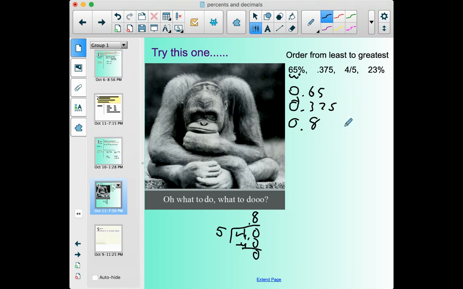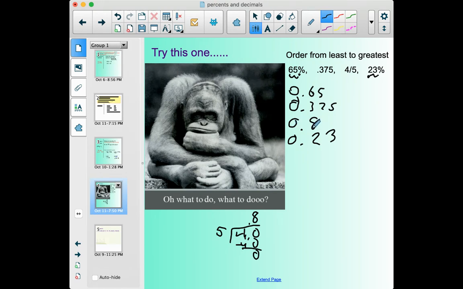The last one is 23%. Well, again, I can take the decimal point at the end of the 23, move it 2 to the left, and I end up with 0.23. Now if I compare, remember I'm comparing starting from the left, I'm going from the highest place value to the lowest place value. And the first time they're different is going to tell me which one is bigger. So if I look at the ones place, they're all zeros. All these numbers are less than 1 whole. So these are tied at this point.